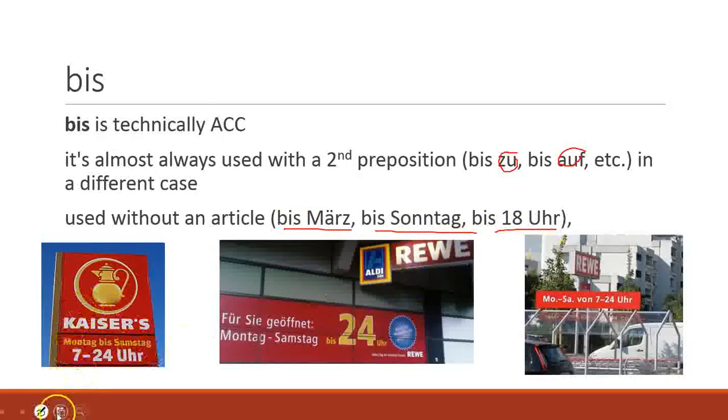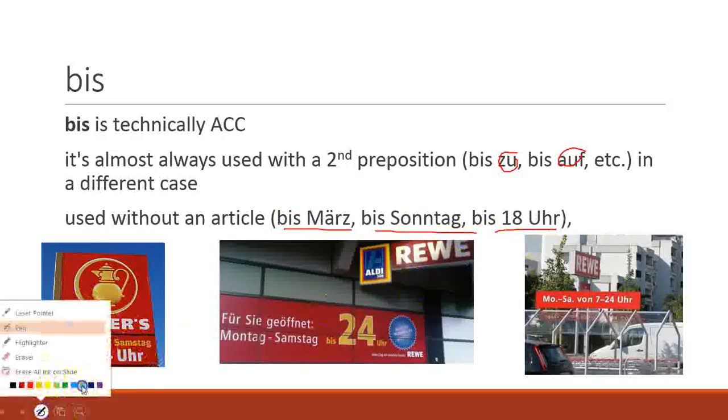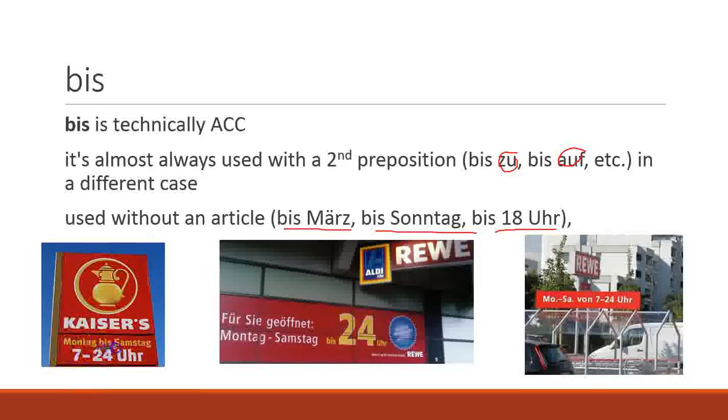So here are some examples. We have Montag bis Samstag, so Monday through Saturday. So there's no article there. Geöffnet Montag bis Samstag bis 24 Uhr. So they're open until midnight. So there's bis used there.